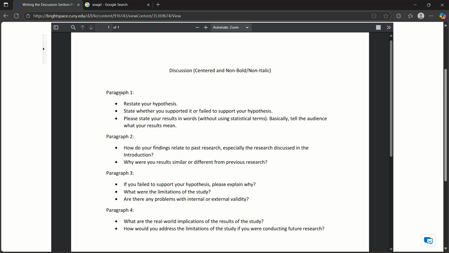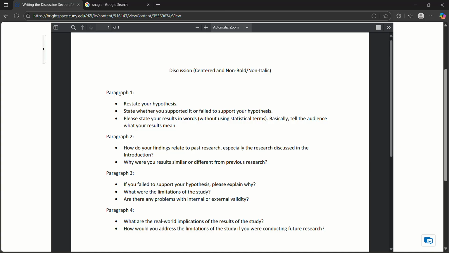Remember to indent all your paragraphs. I know that's a pretty basic thing, but some people don't indent at all. Make sure you're indenting all your paragraphs. In paragraph 1, you want to restate your hypotheses. So we have 5 hypotheses. You want to state for each of those 5 hypotheses whether that hypothesis was supported or not.